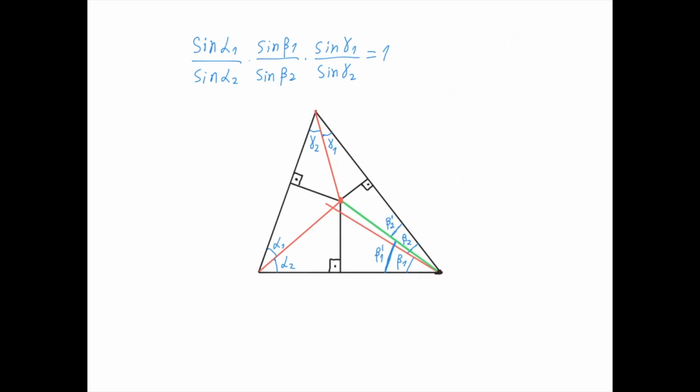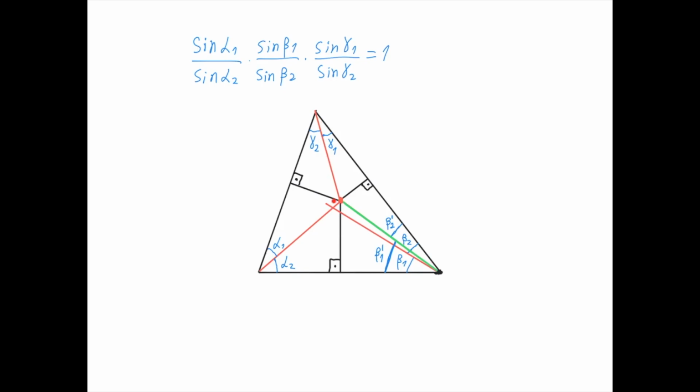Now let's try to work in the opposite direction. Suppose that we know that this equality holds, and these angles in the equality refer to the angles alpha 1 and alpha 2 defining this red line, the angles beta 1 and beta 2 defining this red line, and the angles gamma 1 and gamma 2 defining this red line. So we need to prove that the three red lines intersect at one point.